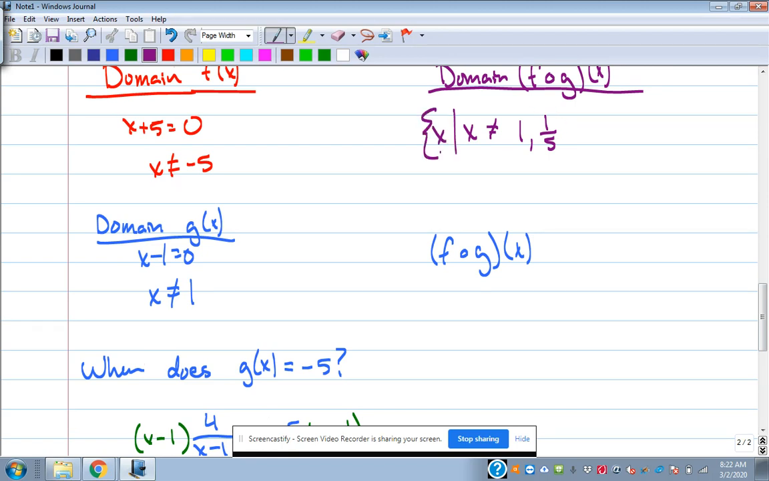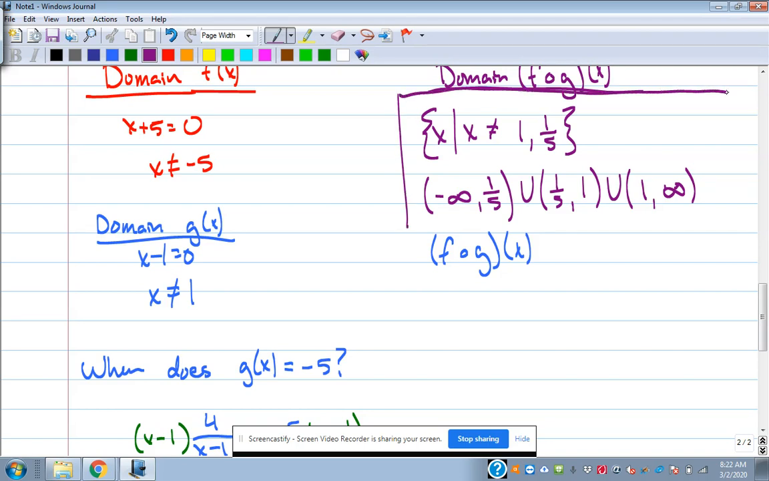This is set notation. We're going to write it in interval notation as well. So interval notation would be from -infinity to 1/5, union 1/5 to 1, union 1 to infinity. Be able to go both of those directions.